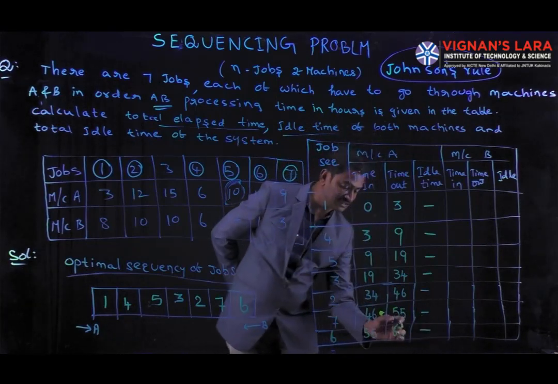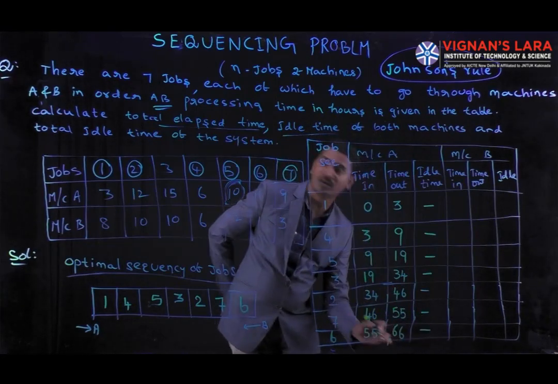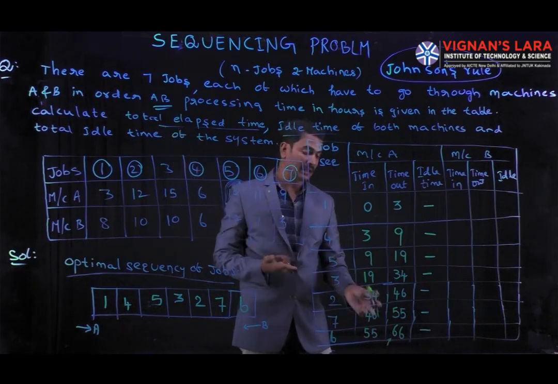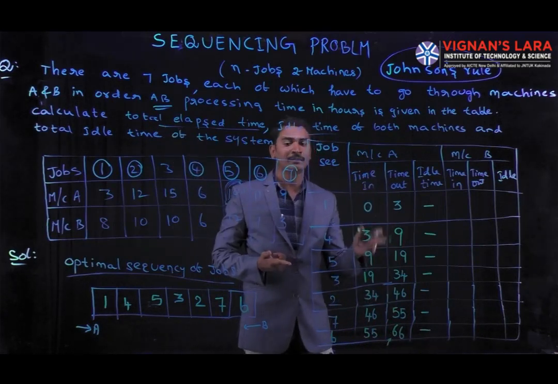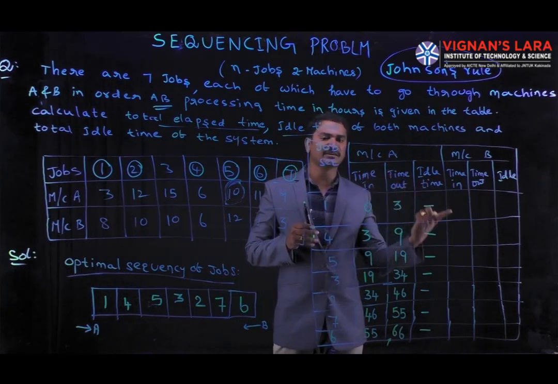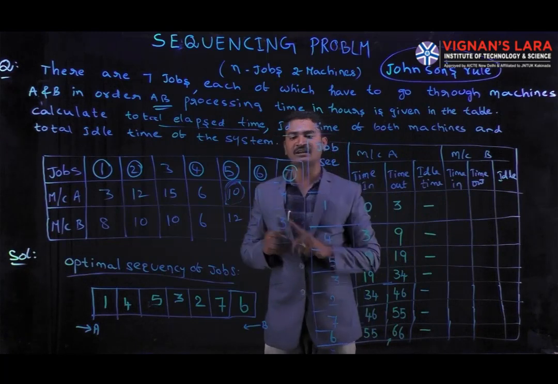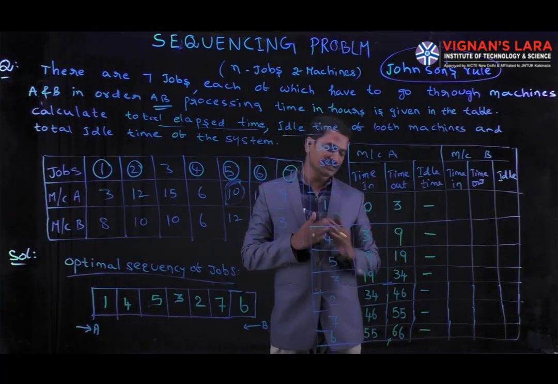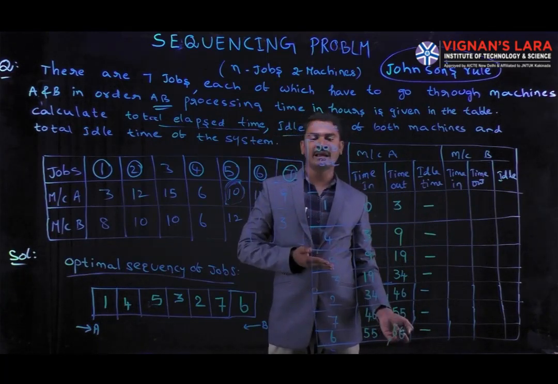So this 66 is called the elapsed time, the elapsed time of Machine A. But here we have two machines. That's why, after calculating the machining hours for both machines, only then do we take the elapsed time. If only one machine is given, we take this 66 as the elapsed time.